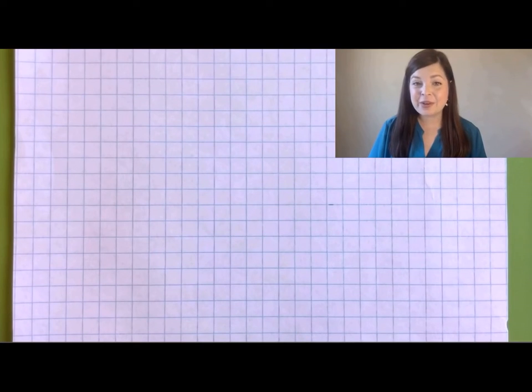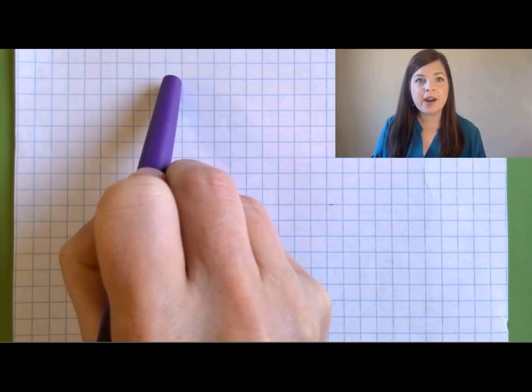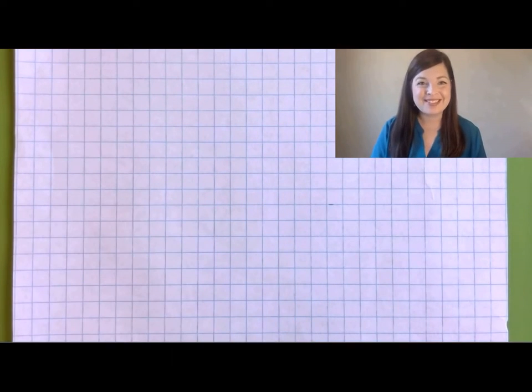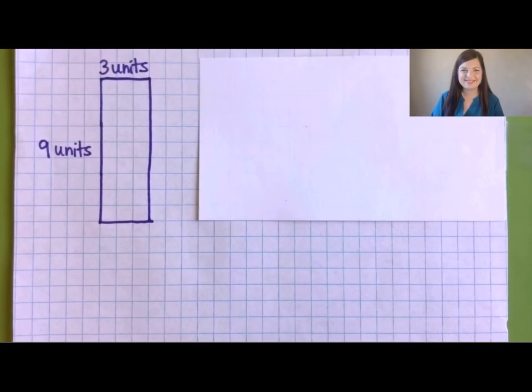Now pause the video again and draw a new rectangle that's 3 units wide and 9 units long, and label the side lengths. Welcome back. Here's my rectangle. Does yours look the same? Now, how could we find the perimeter of this rectangle? Pause the video to talk out your thinking.